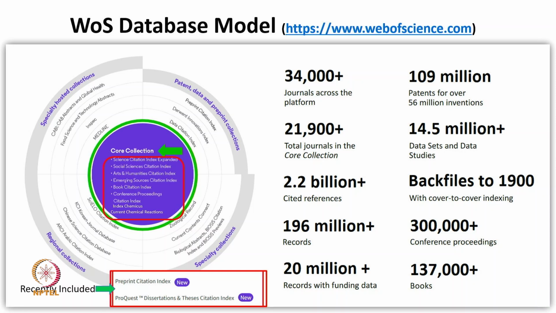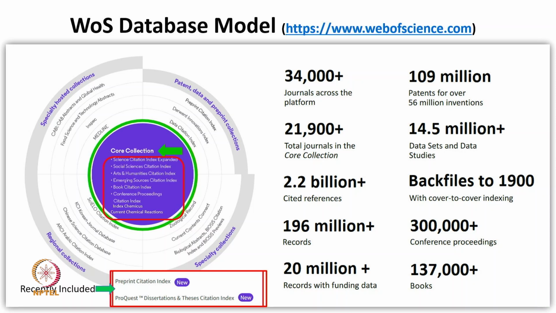Emerging Sources Citation Index, Book Citation Index, Conference Proceeding Citation Index, Index Chemicus, Current Chemical Reactions. It has other special collections also, like Specialty Hosted Collection, CAB Abstracts and Global Health, Food Science and Technology Abstracts, Inspec, Medline. Patent data and preprint collections like Preprint Citation Index, Derwent Innovations Index, Data Citation Index.